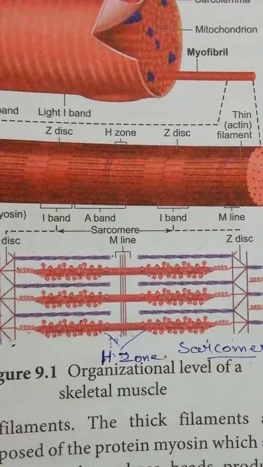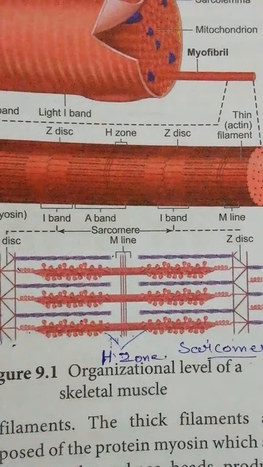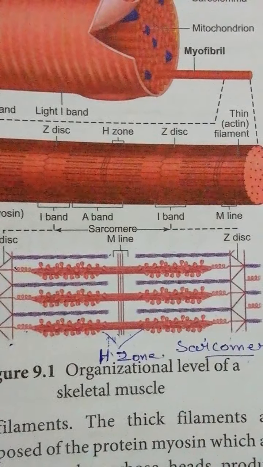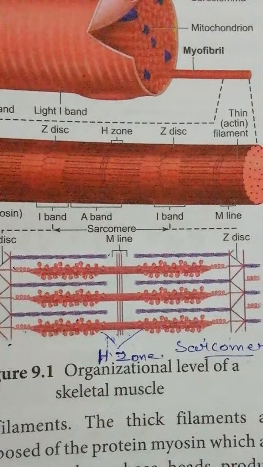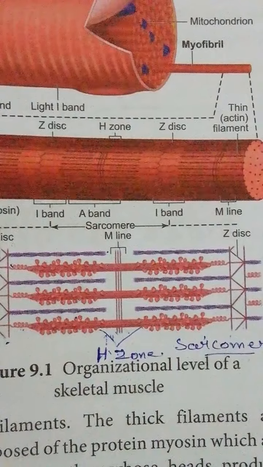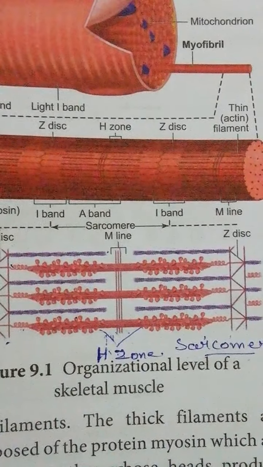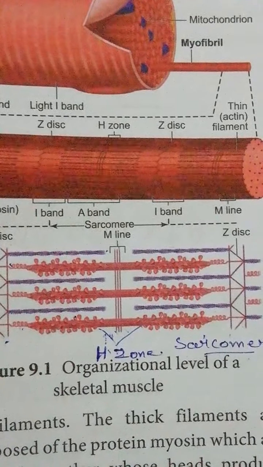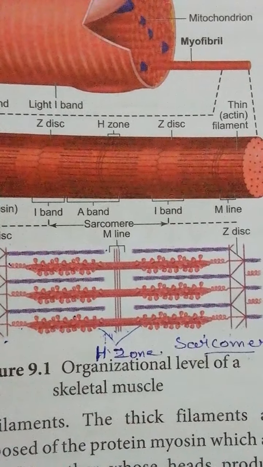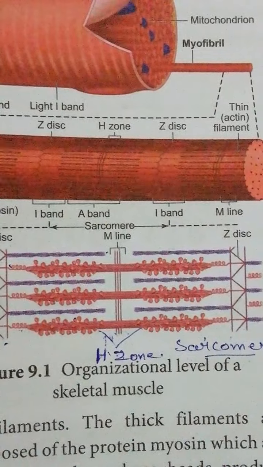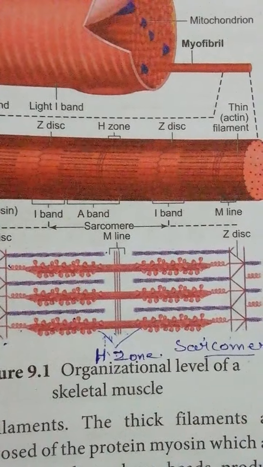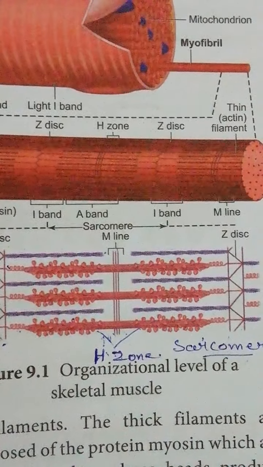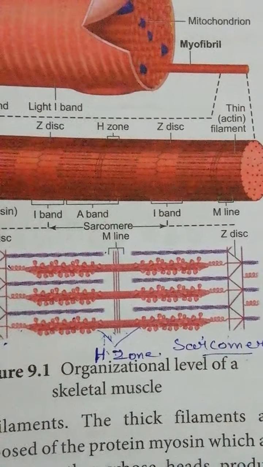Good morning, students. We are going through the chapter Locomotion and Movement. In the previous session, we talked about types of movement, types of muscle and the skeletal muscle. Elaborately, we have learned about the structure of the skeletal muscle. Especially, the skeletal muscle consists of muscle fibers.